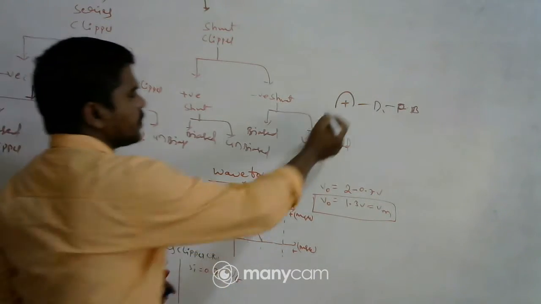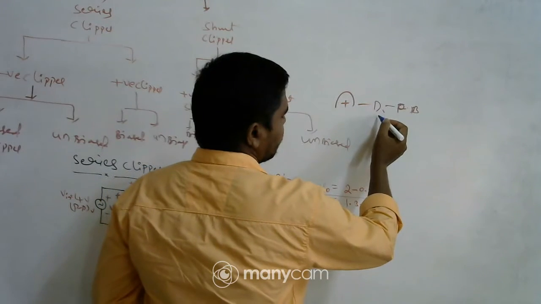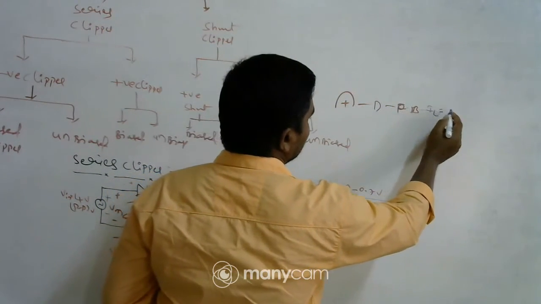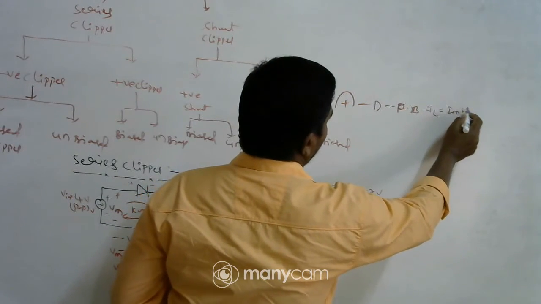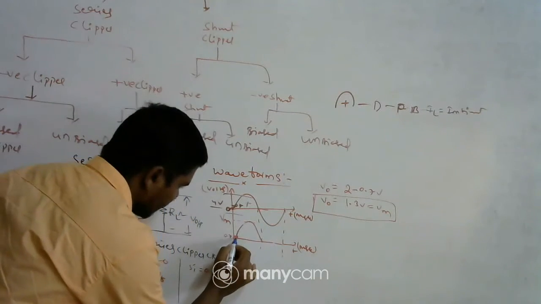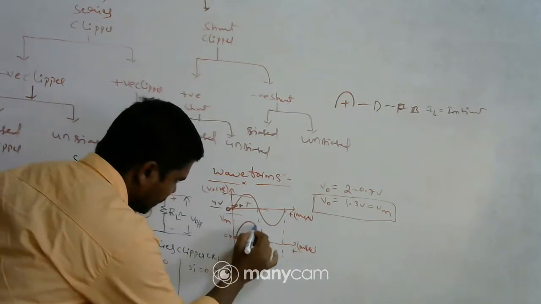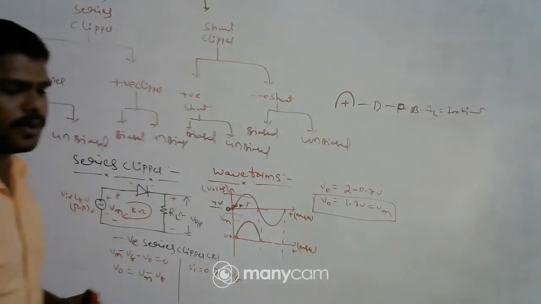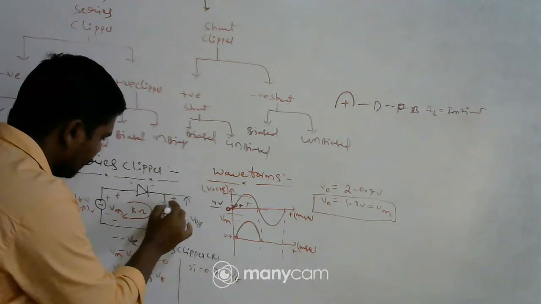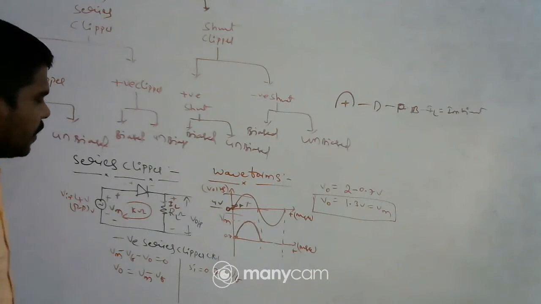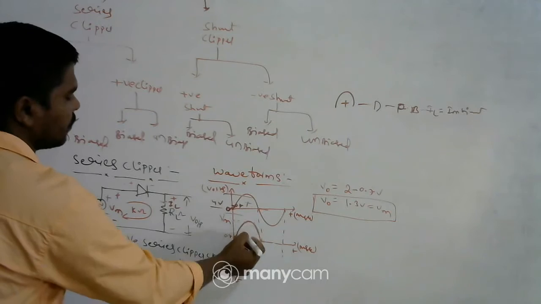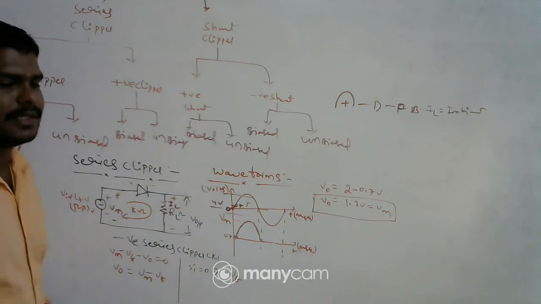For a positive half cycle, diode D1 is in forward bias, and the current flowing is IL equal to Im sin omega t. So for a positive half cycle you get the current after 0.7 volts like this. After 0.7 volts, the current flows through the load resistor. If you represent it as a voltage, the output becomes like this.